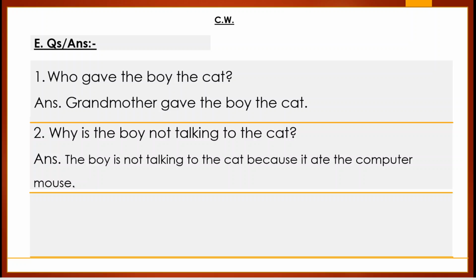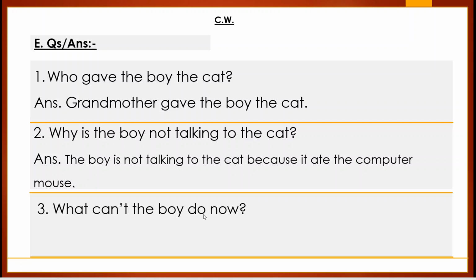So after completing the answer, you are going to put a full stop at the end. Number two, why is the boy not talking to the cat? The boy is not talking to the cat because it ate the computer mouse. Full stop. Done. Now write down question number three. But before writing question number 3, please draw a line after completing the second answer. Okay? So write down question 3.